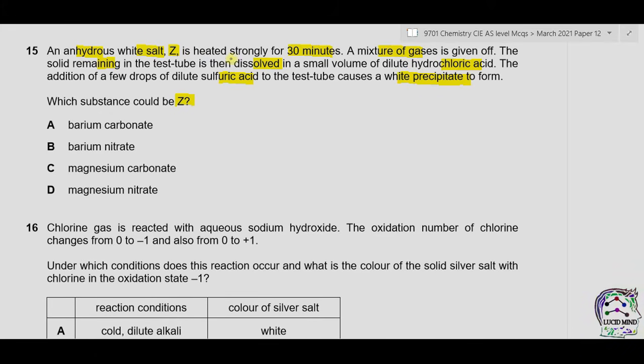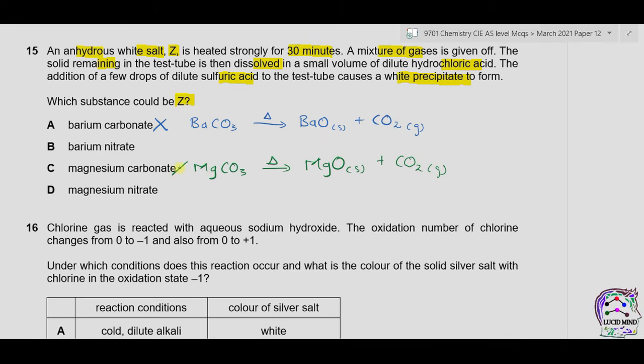The first thing is to heat it strongly to form gas. In A, we have barium carbonate. Barium carbonate, when it is heated at high temperature, forms barium oxide, which is solid, along with CO2, which is gas. So as it says, a mixture of gases is given off, but we only have one gas, so therefore A is wrong. Same is the case with magnesium carbonate, because carbonate forms metal oxide, which is magnesium oxide, solid, along with CO2. Only one gas is produced, so this is wrong.